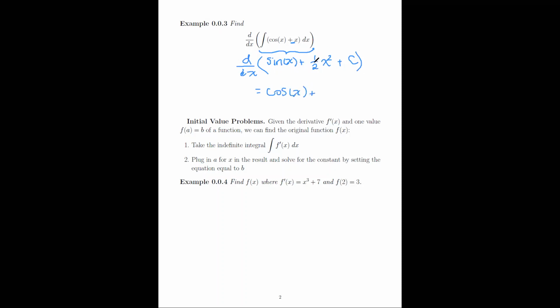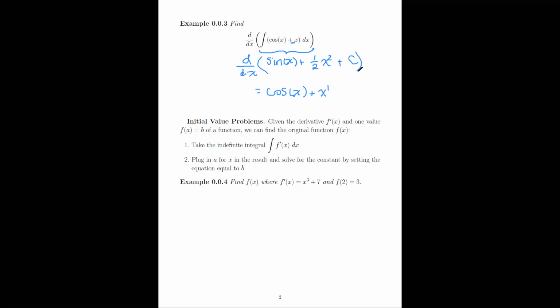What's the derivative of 1/2 x squared? Well, I'll bring the 2 out front. That cancels with the 1/2. And then I subtract 1 from the power, so that gives me x to the 1. And then what's the derivative of a constant? The derivative of a constant is always 0. So that just goes away. All right, so we did in fact get cosine of x plus x back again. So the derivative does in fact undo the antiderivative.